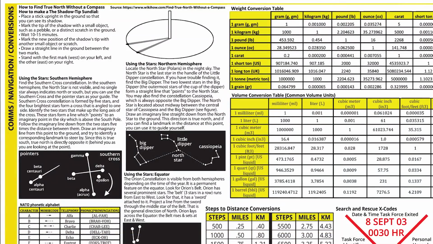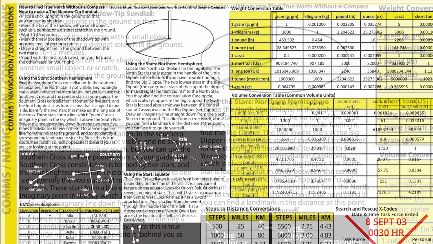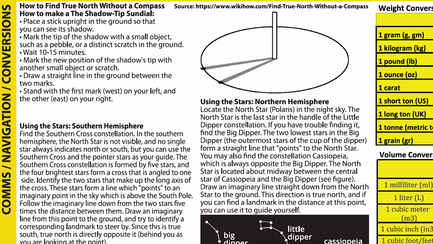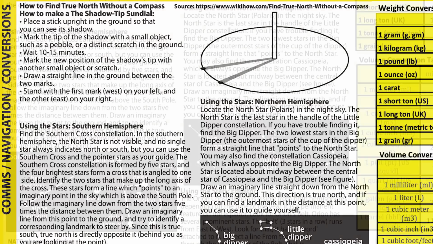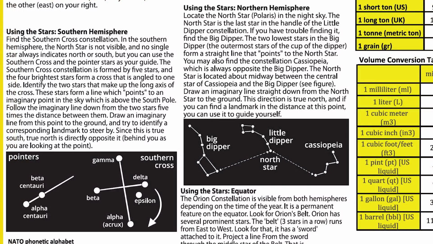The back page of the survival cheat sheet is dedicated to comms, navigation, and conversions. Starting off first at the top left, I have various ways of finding north without a compass, by using a sundial, for example, and also using the stars. And for the stars, I have it broken down to the different hemispheres of the Earth. So we have northern hemisphere, southern hemisphere, and then also from the equator.